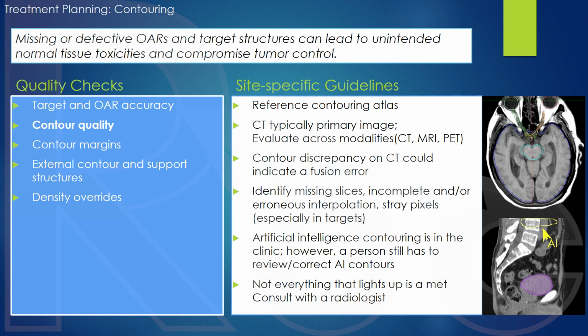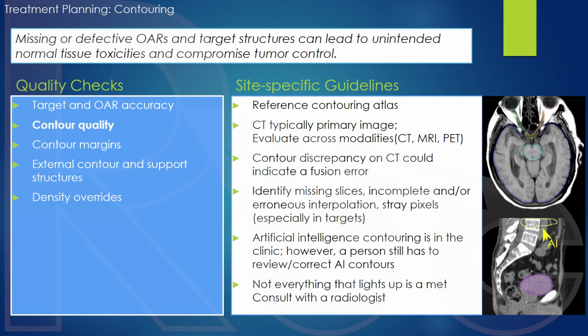CT is typically the primary imaging step for treatment planning. However, other imaging modalities really may be needed to visualize the important anatomy. And an example here at right is an MRI of the brain, which really shows much more clearly the boundaries of the brainstem and the optic chiasm that just cannot be delineated as easily on CT alone.